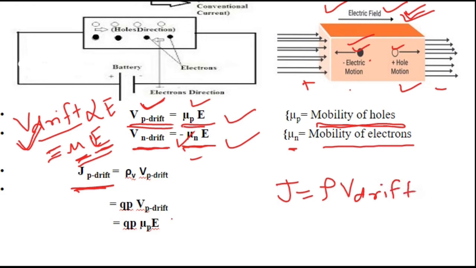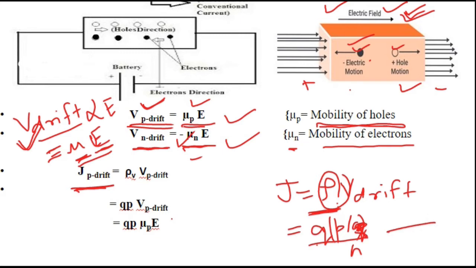J is equal to rho times the drift velocity. What is rho? Rho is the volume charge. What do we mean by volume charge? It is the value of the charge Q times the number of charges, that is, the concentration of the charges. So it can be Q times P or Q times N, times the drift velocity of the component we are finding, either electrons or holes.